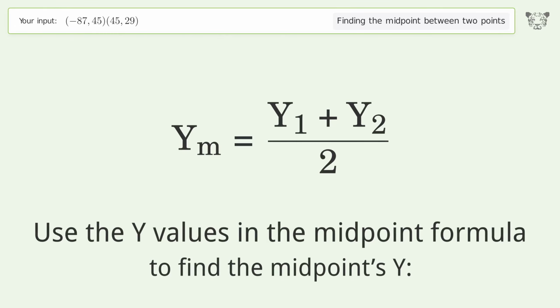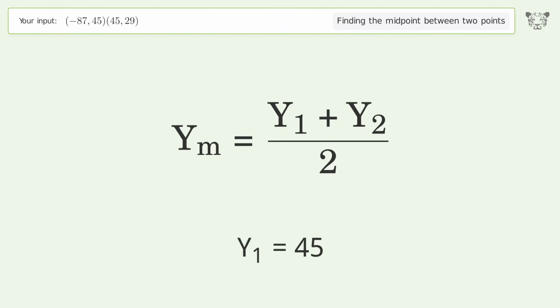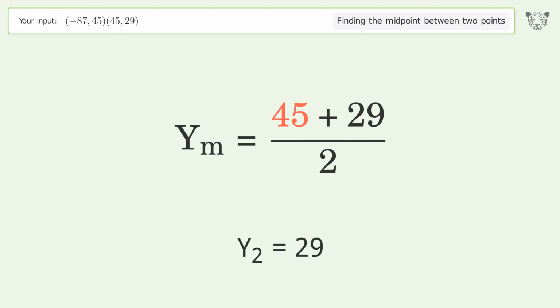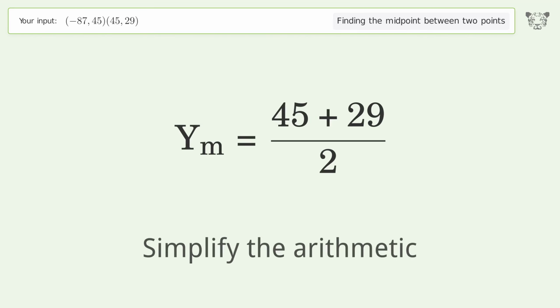Use the y values in the midpoint formula to find the midpoint's y. y1 equals 45. y2 equals 29. Simplify the arithmetic.